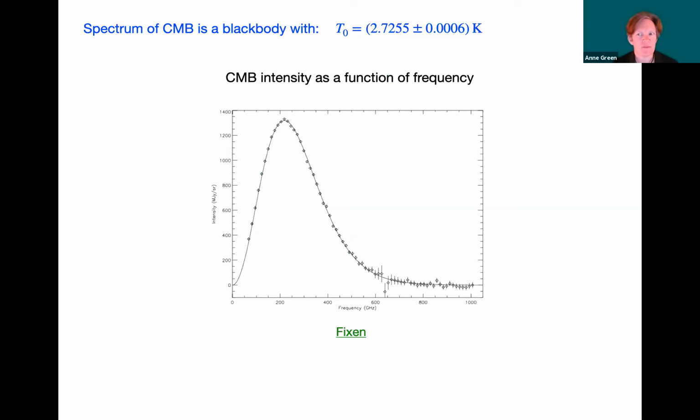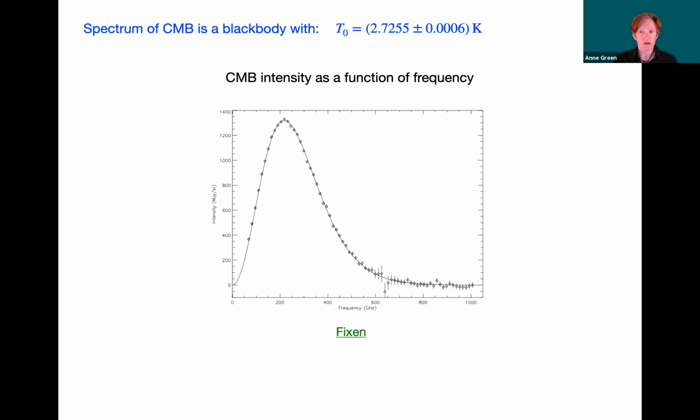I haven't fact-checked this myself, but standard lore is that the CMB is the most perfect black body, better than anything anyone has created in the lab. Here's a plot of intensity as a function of frequency, and the temperature is 2.7255 Kelvin with an absolutely tiny error bar on it. And so this, as I mentioned before, is what allows us to calculate very accurately the energy density of the photons.